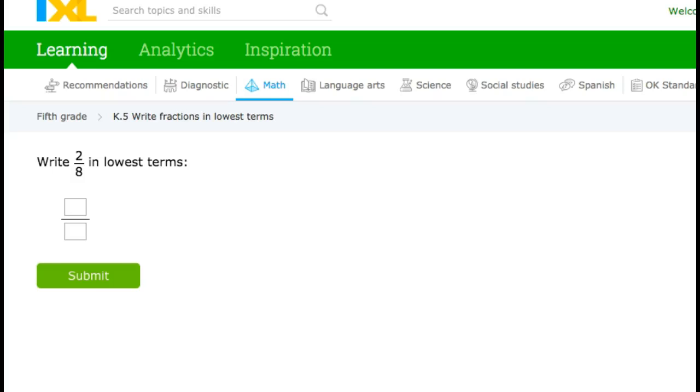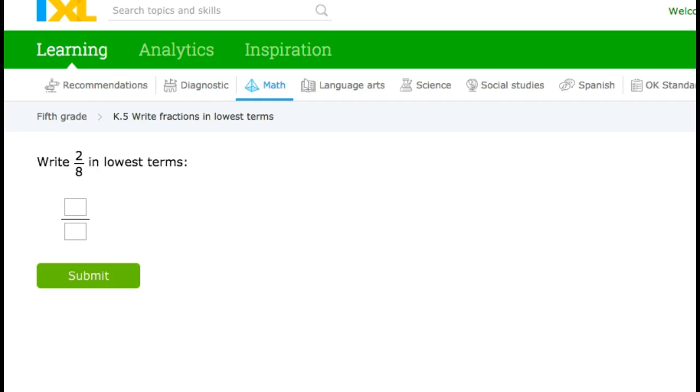Welcome back. We're working on writing fractions in their lowest terms to help us with the Study Island topic of equivalent fractions and decimals in 5th grade. So let's take a look here at this 2/8, writing it in lowest terms.